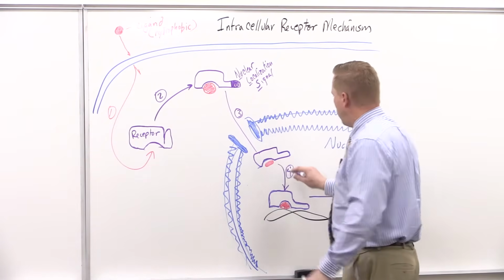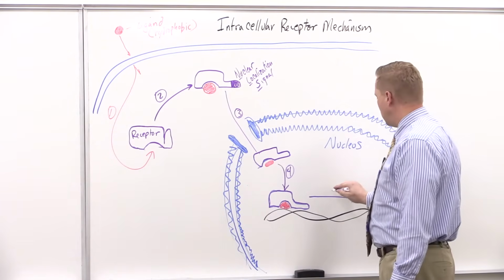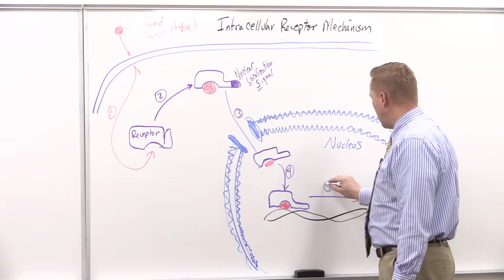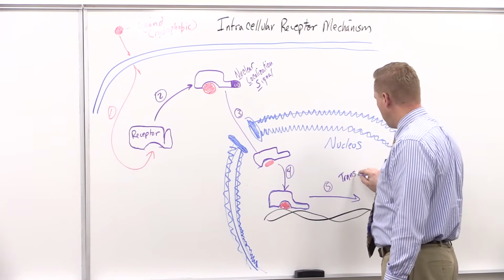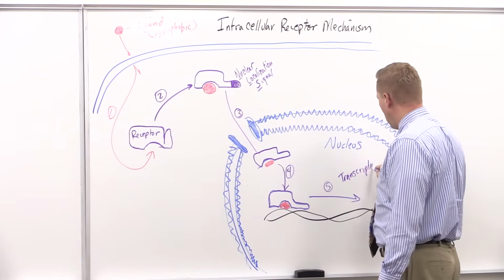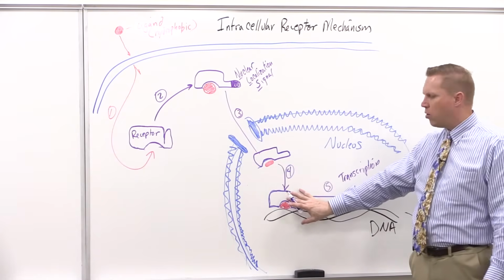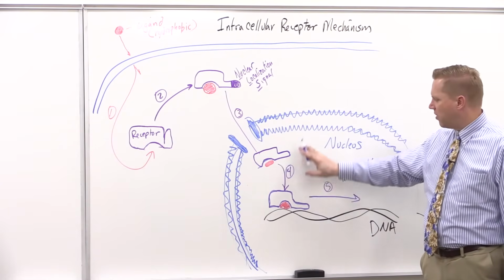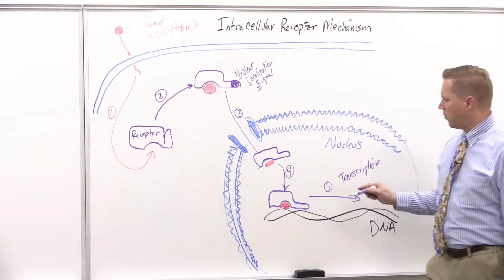So right here in step 4, the receptor is going to bind to the DNA, and then once that receptor is bound to the DNA, in step 5, we're going to get transcription. And so we're going to transcribe. This acts as a recruiter or a transcription factor to recruit the polymerase machinery and cause transcription.